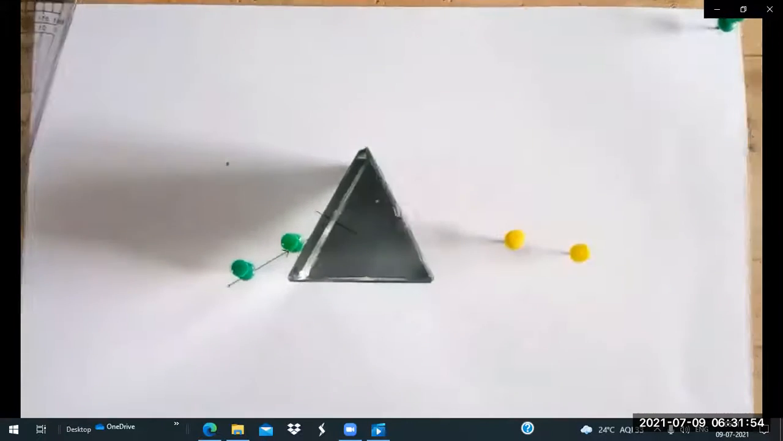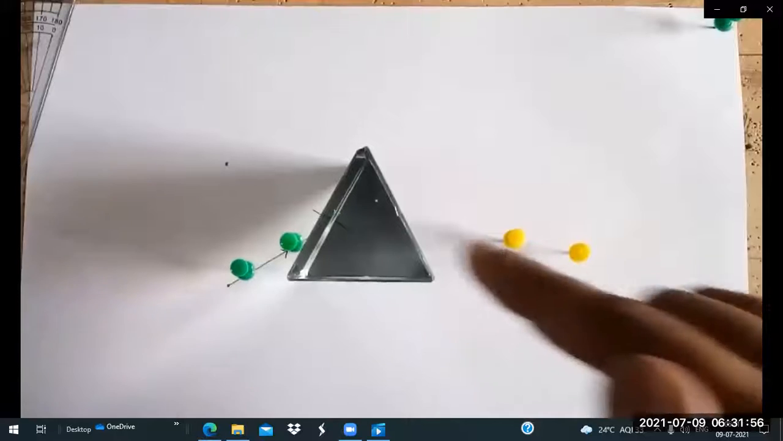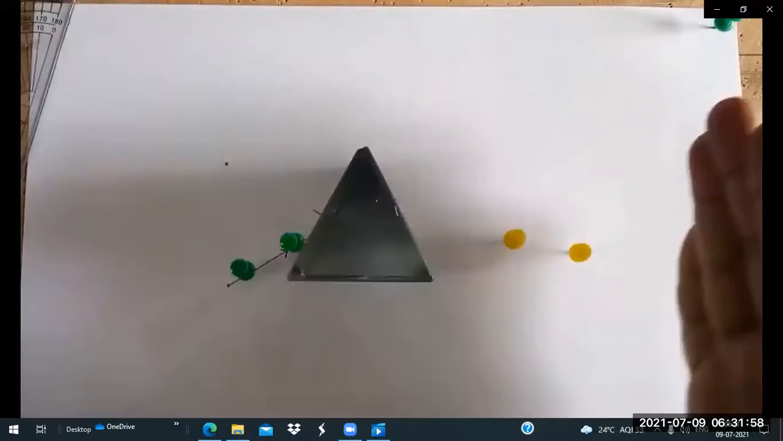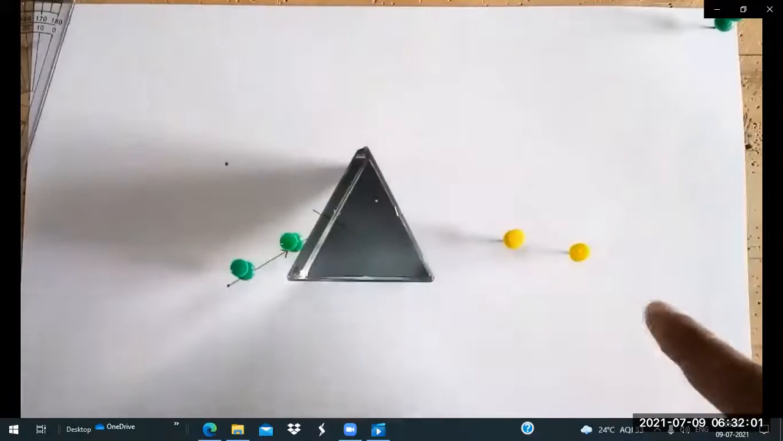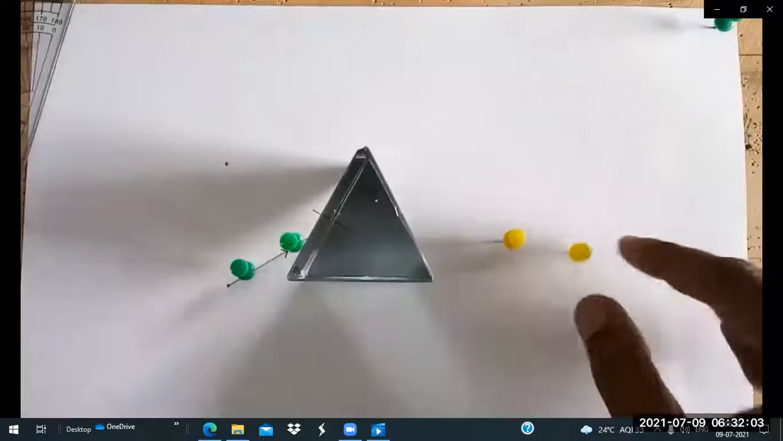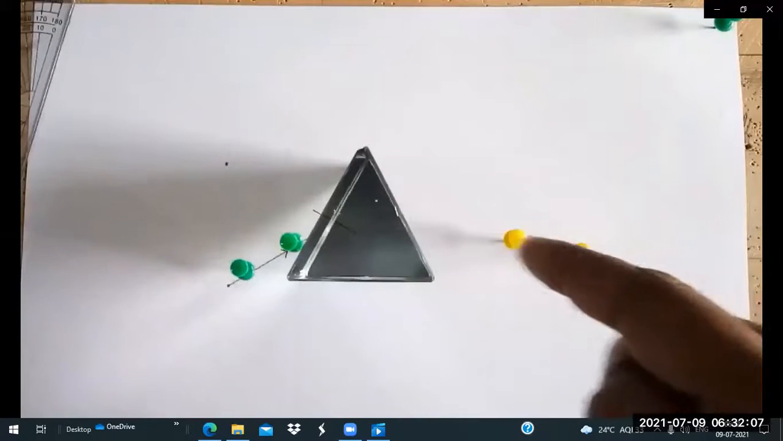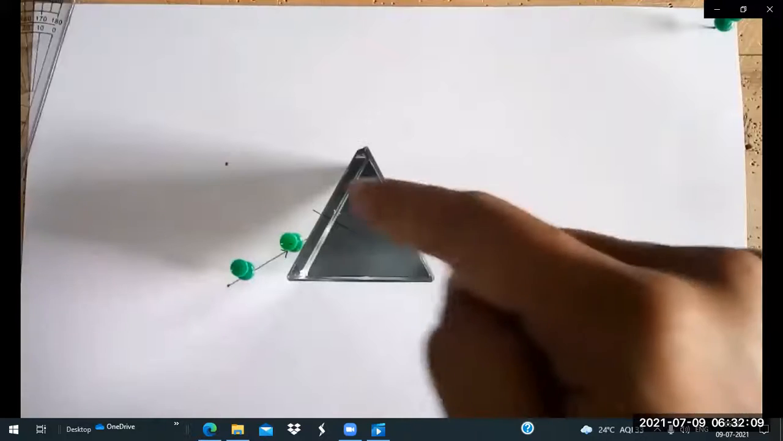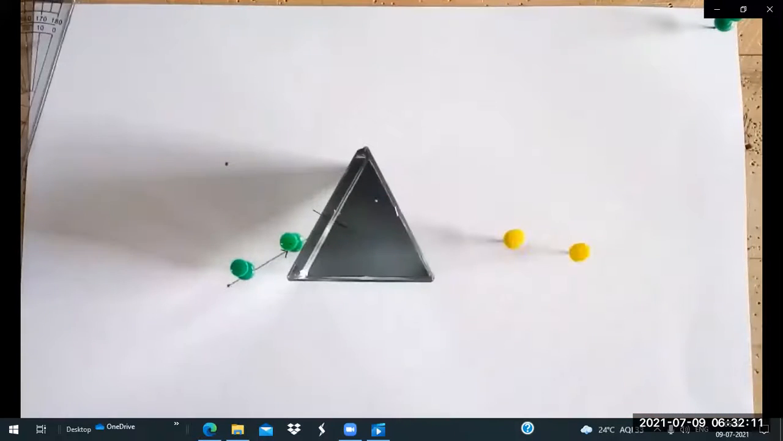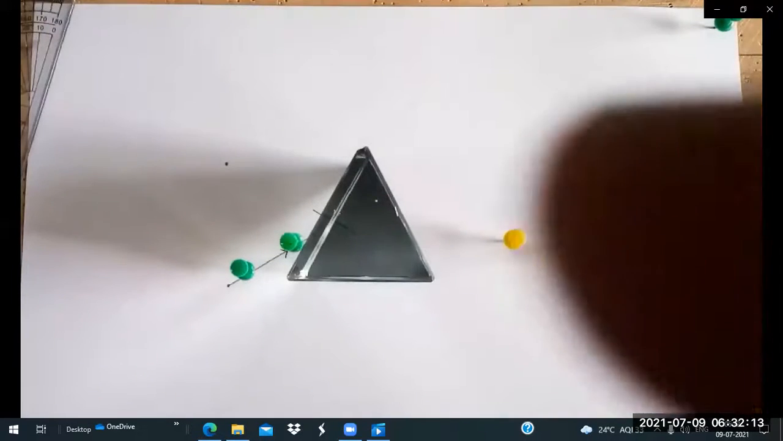Okay, so now these two pins, when I was looking at them from this side, because this is the emergent ray which is coming to my eye, I would be seeing these two pins in this line, and now these two pins I have attached in such a way that all these four pins are visible in a straight line. Let's see it.